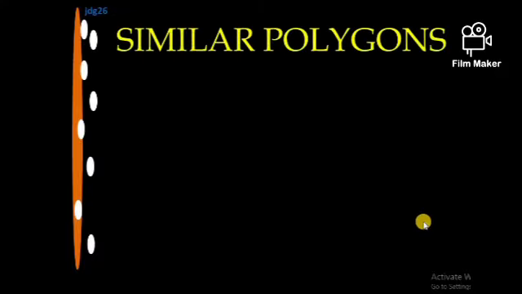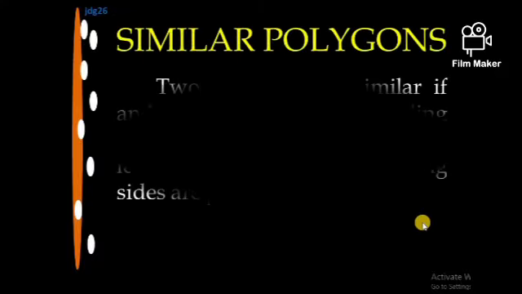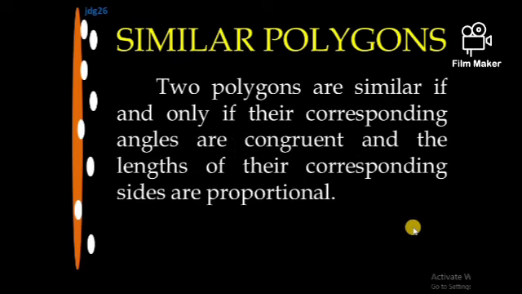How about similar polygons? When do we say that the two polygons are similar? Two polygons are similar if and only if their corresponding angles are congruent and the lengths of their corresponding sides are proportional.